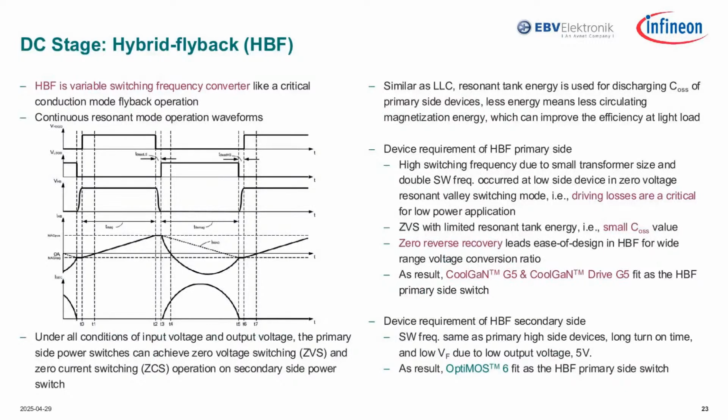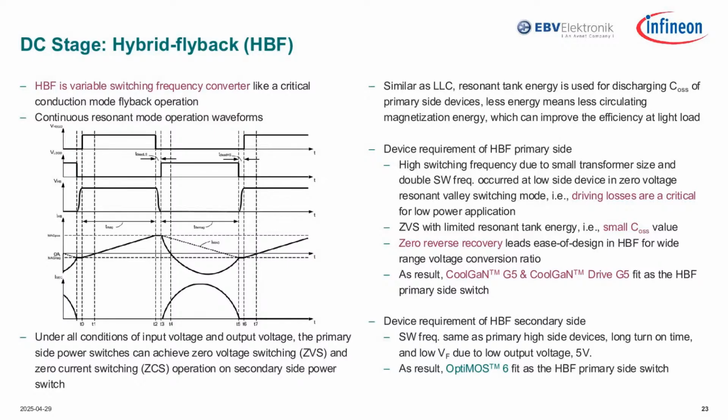In the DC-DC stage, we select the hybrid flyback. The idea of the hybrid flyback is to provide a wide range output voltage, and you can see we don't need any additional buck converter at the output side to fulfill the low output voltage. The hybrid flyback switching performance is, first of all, a variable switching frequency converter. It achieves zero voltage switching. It is a continuous resonant mode, meaning that the device can achieve zero voltage switching at the primary side and zero current switching at the secondary side. So operation is pretty similar to LLC.